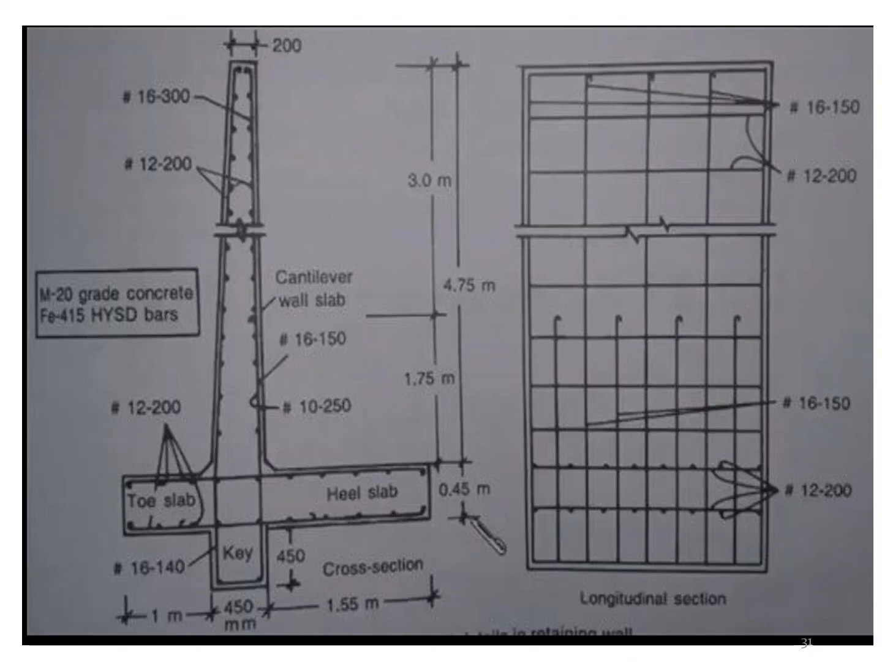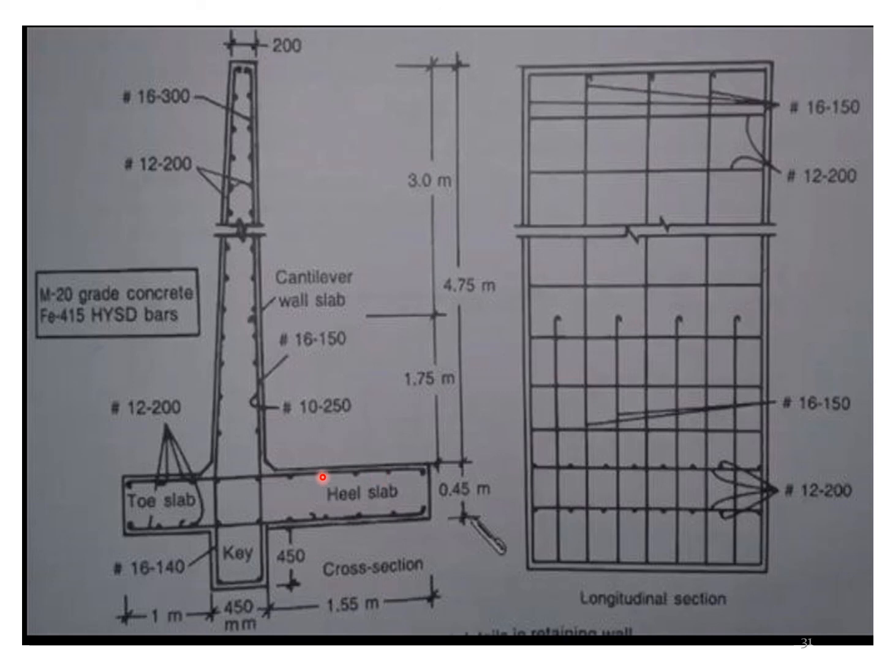So this is again the cross section and longitudinal section of your retaining wall. You can see the thickness is 200 mm at the top and 450 mm at the bottom. So I provide two layers of reinforcement. For example, I have a cantilever retaining wall system. The 16 mm at 150 mm is the main reinforcement bar. Secondary reinforcement bars are 10 mm at 250 mm. Next are the base slabs, heel and toe slabs. 12 mm at 200 mm main bars are being provided. The shear key is 450 by 450. This is the cross section.